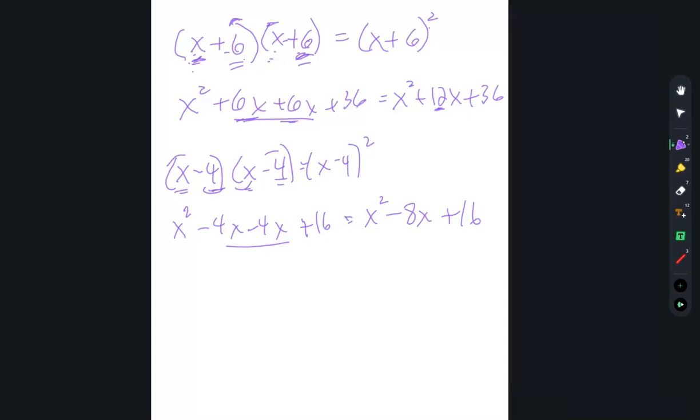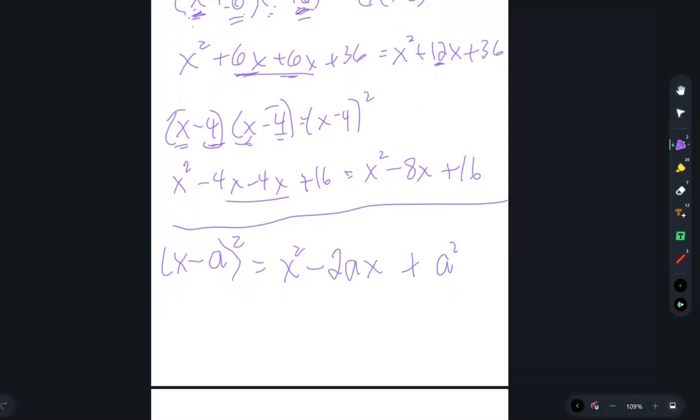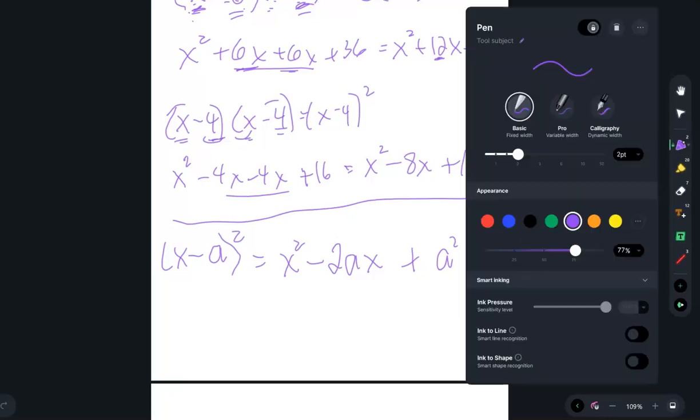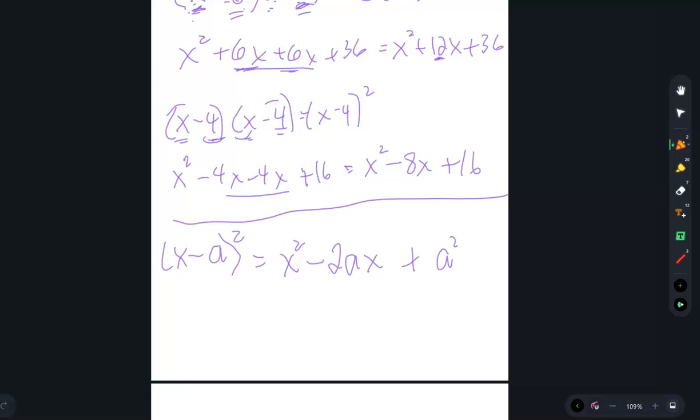I'm thinking I could make up a pattern. So if I have x minus, and I'm just going to use a letter a for the number, that would give me x squared minus 2ax plus a squared. And so if I thought about it using a equal 4, put it into here, oh, look at that. I get x squared minus 2 times 4 times x plus 4 squared. That gives me negative 8x plus 16.